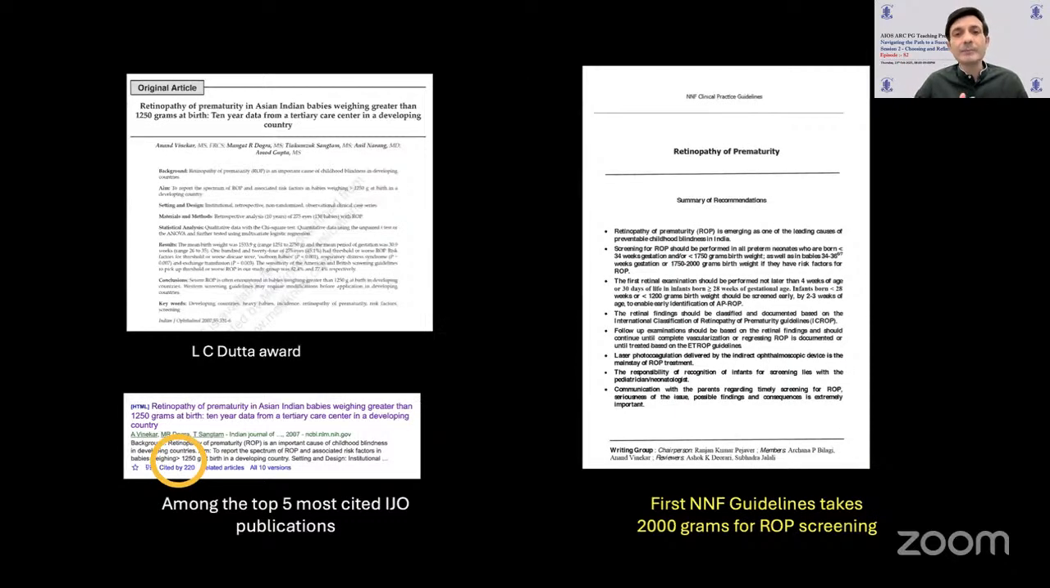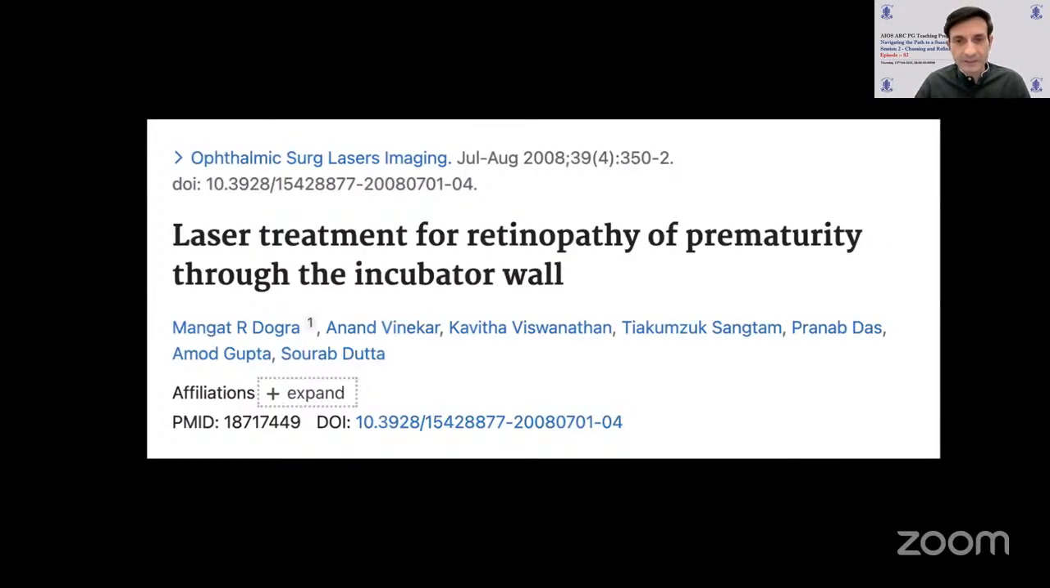And I think the impact of any thesis or any research for that matter is if it can change the way that science is practiced. And in this case, it was the national guidelines. At that time, we didn't have the Government of India guidelines yet, but this was what was being followed, the NNF guidelines. And that was the first one to cite this work. It also became one of the most cited publications in IJO, and my mentor, Dr. Dogra, won the Hanumant Reddy Award for it from AIOS.